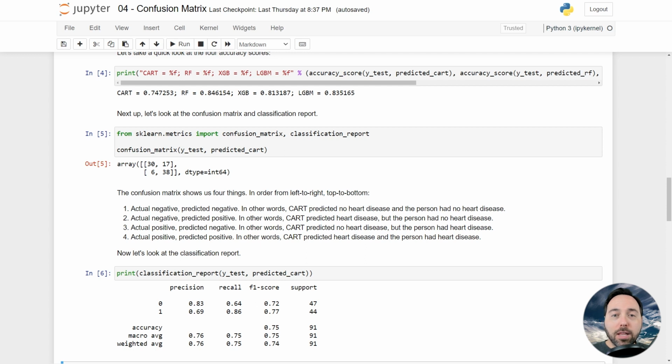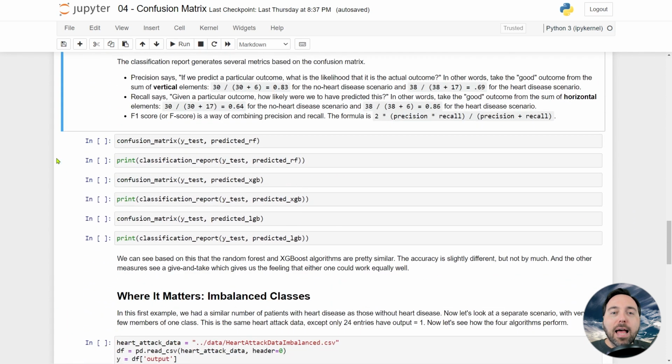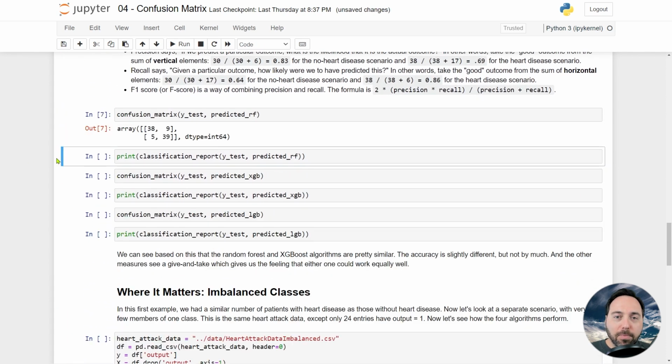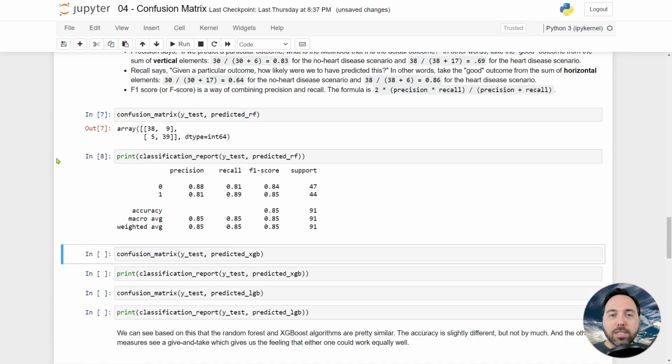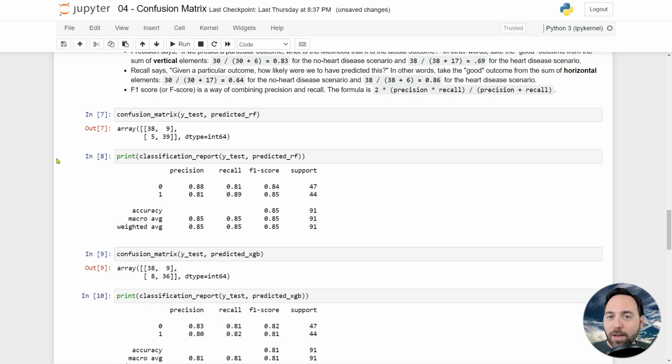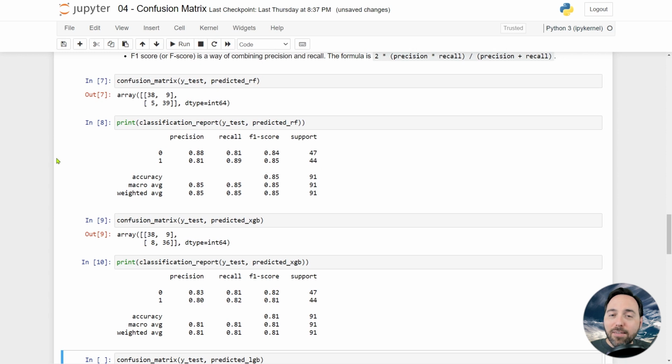Now let's quickly look at the other 3 algorithms. I'll start with random forest. We can see that random forest is better across the board. We have 1 fewer false negative than CART and 8 fewer false positives. That's why our precision and recall scores are all in the 80+% range. For XGBoost, we were just as good at not providing false positives, but we did have a couple more false negatives than CART.